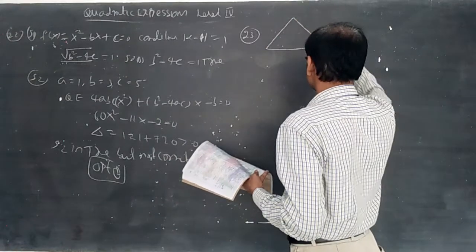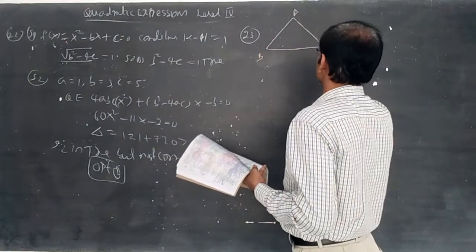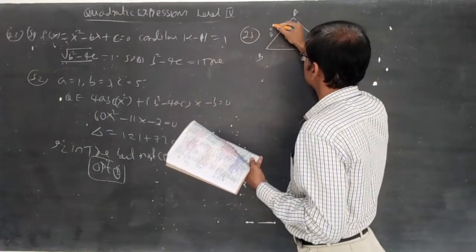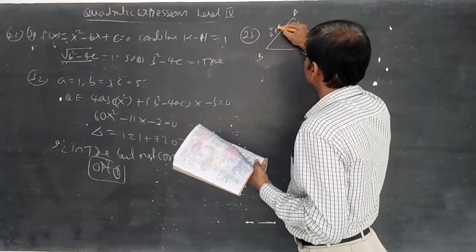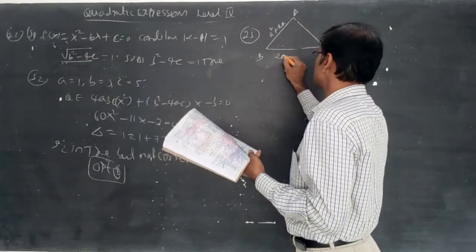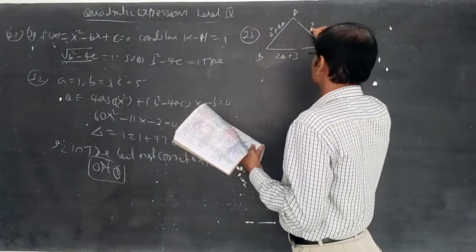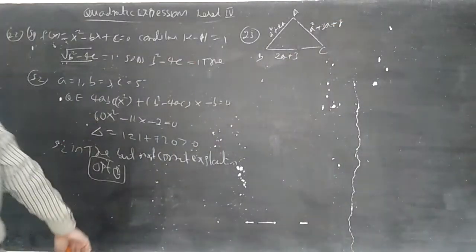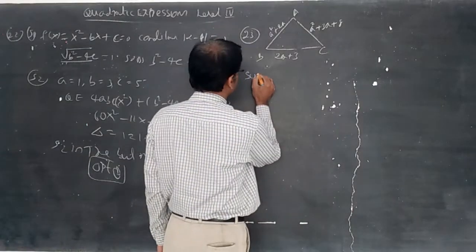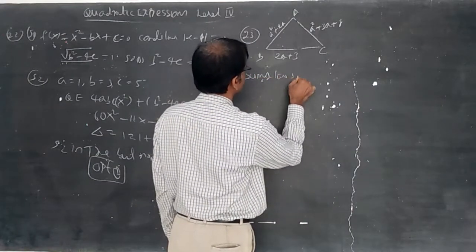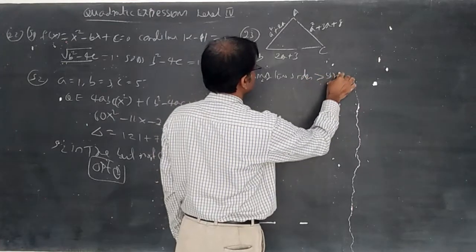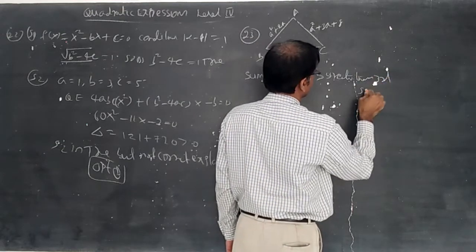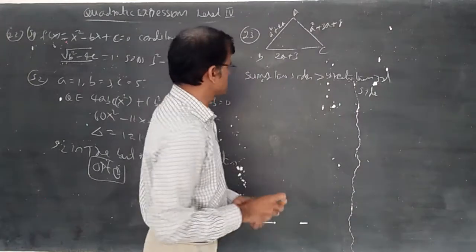Draw a triangle like this and put the name ABC here. The first side you write as A square plus 2A, the second side 2A plus 3, and the third side A square plus 3A plus 8. The sum of two sides is greater than the third side. It is the rule. Of course, sides are always positive.